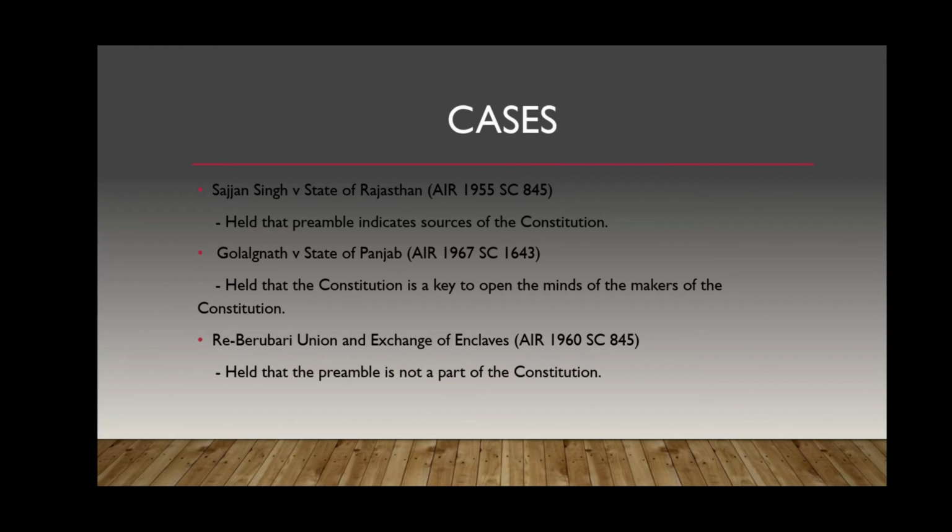The first case is between Sajjan Singh against State of Rajasthan. It was held that the preamble indicates the source of the constitution. The other case is between Golaknath against State of Punjab. It was held that the preamble is a key to open the mind of the makers of the constitution. Then the third case is between Railway Union against Exchange of Enclaves. It was held that the preamble is not a part of the constitution.